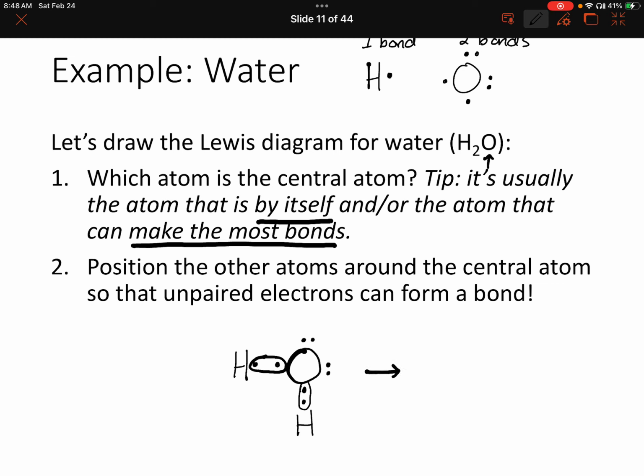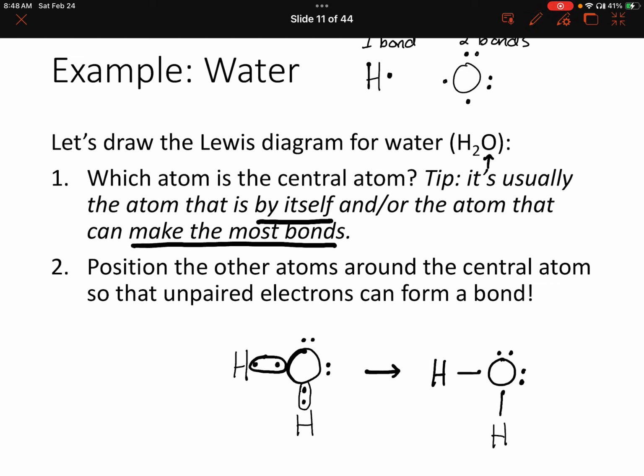Now remember, we can also draw those covalent bonds as lines. So we could draw a line for each bond to hydrogen. So that is the Lewis diagram for water.